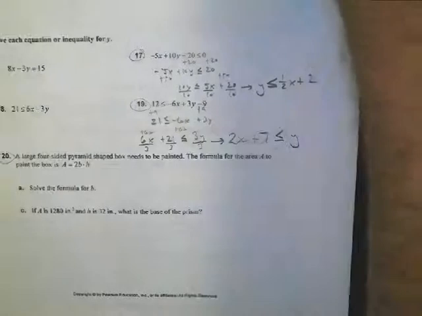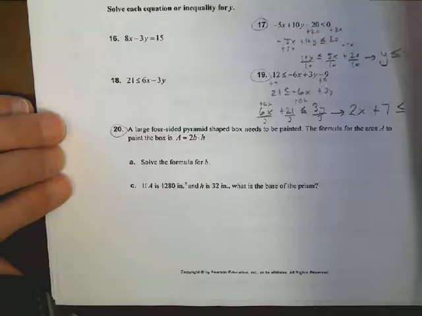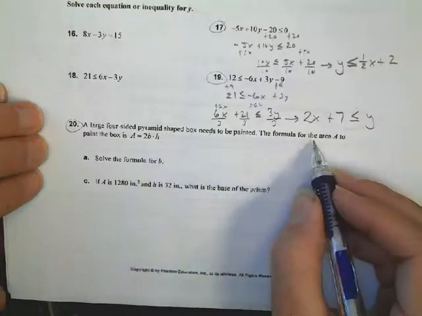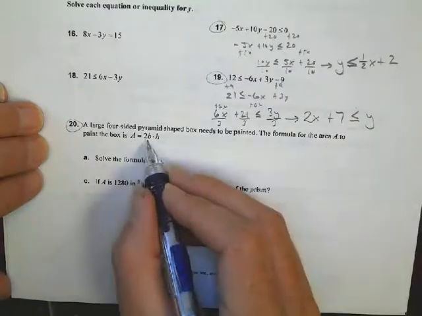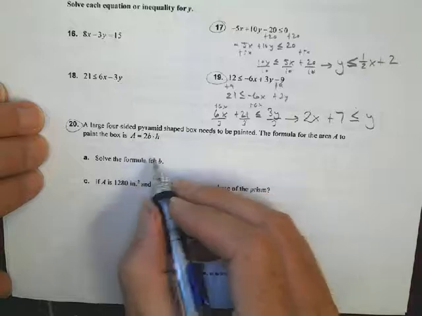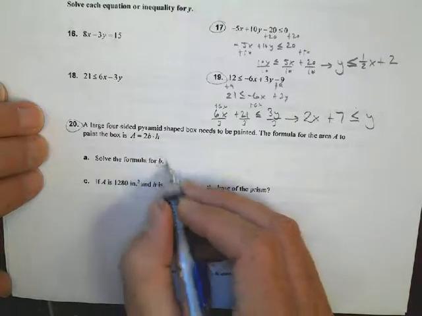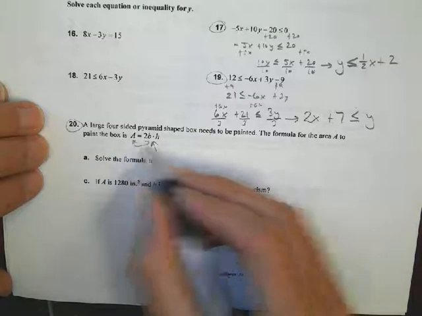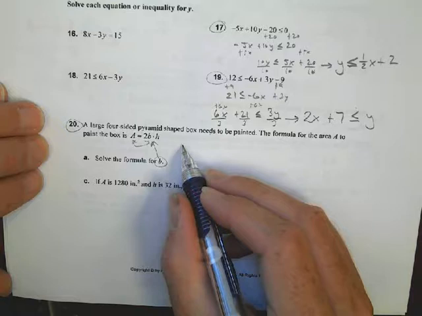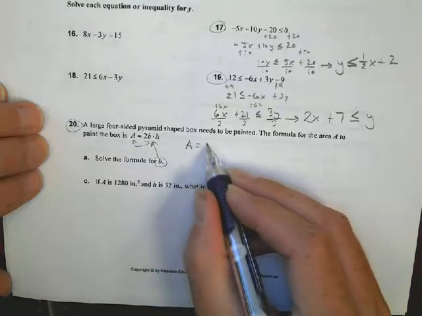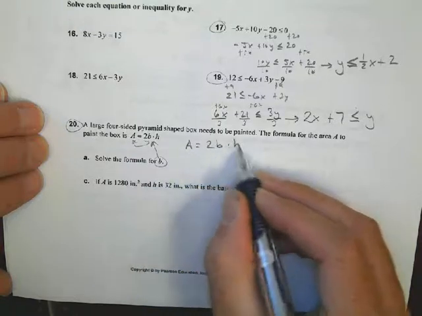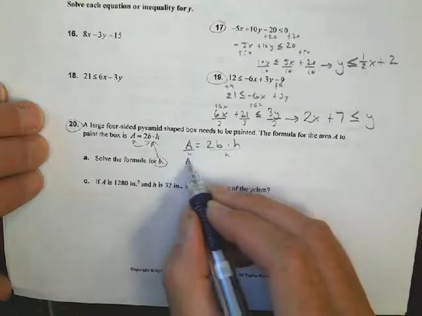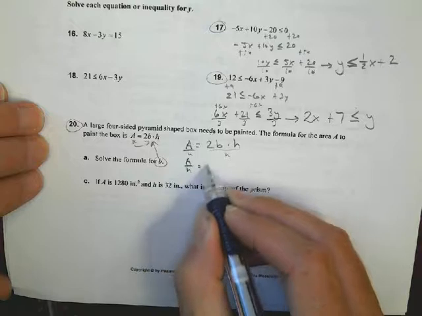Alright, and our last one today to take a look at here is number 20. It says a large four-sided pyramid-shaped box needs to be painted. The formula for the area to paint is area equals 2 times base times height. So first it says solve the formula for B, which means take that and move it around so that B is in the place of A. That's what I want you to do. So that would look like this. We take A equals 2 times B times H. I'm going to divide both sides by H. So now I have A over H equals 2B.